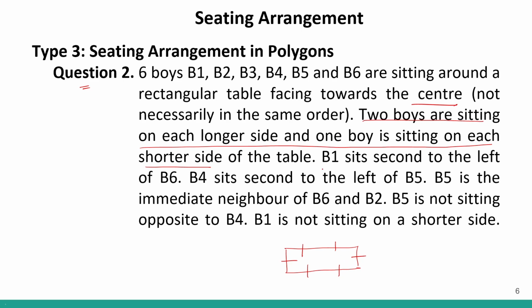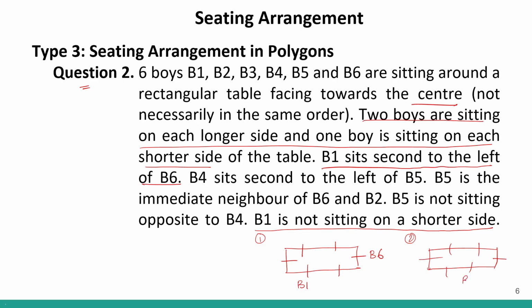Okay. B1 sits second to the left of B6. It is also given to us that B1 is not sitting on the shorter side. So B1 sits second to the left of B6, correct? That is the first possibility. Second possibility is, let's say, B1 is sitting over here and B6 is over here. B1 is second to the left of B6. They are facing the center.